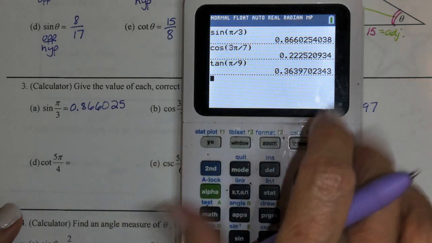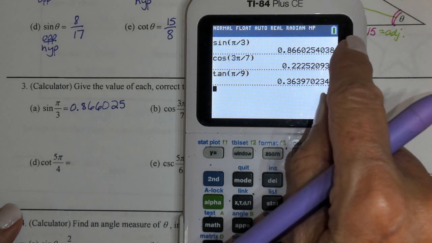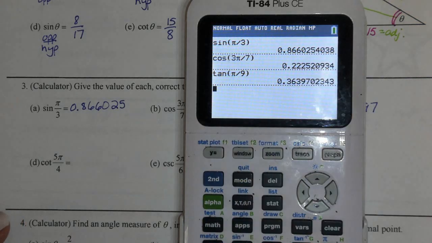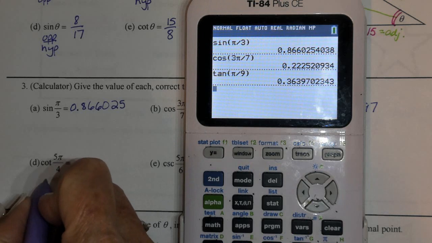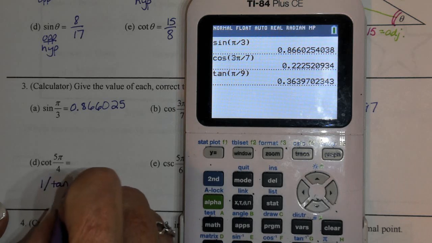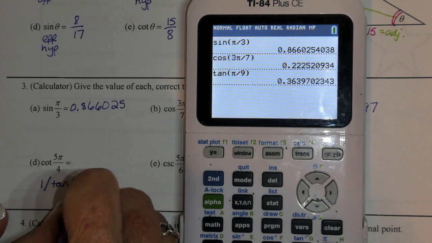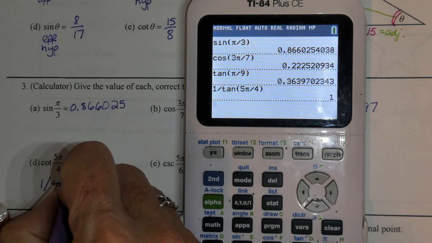Cotangent. TI-84s don't have a cotangent button or a cosecant or a secant button. Some of the other calculators do, so if you have one that does, go ahead and just use that. But for cotangent in our calculator, I'm going to type in 1 divided by tangent, because I know that cotangent is 1 over tangent. That's what I'm typing in. So 1 divided by tangent of 5 pi over 4. That is equal to 1.